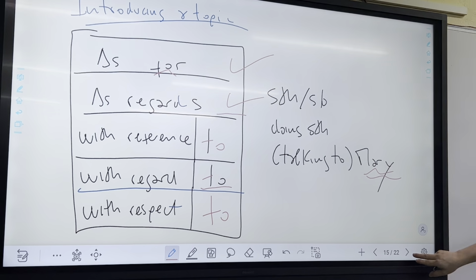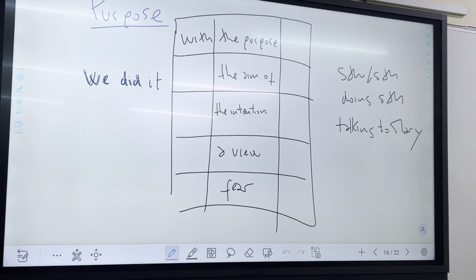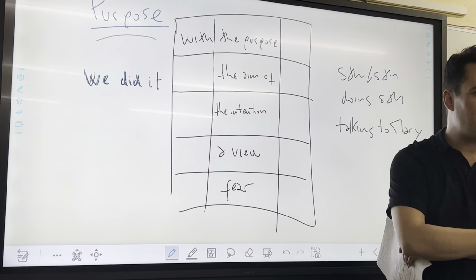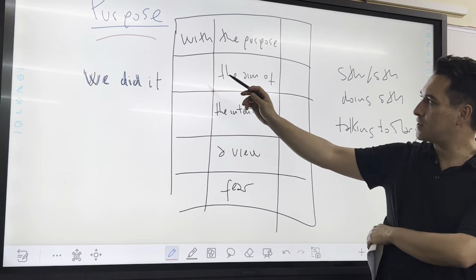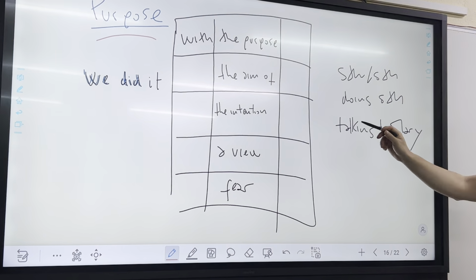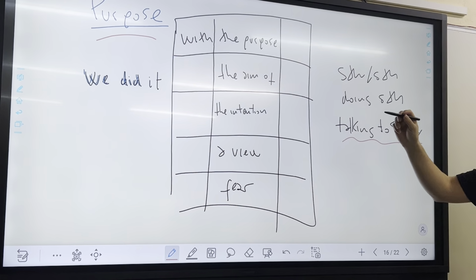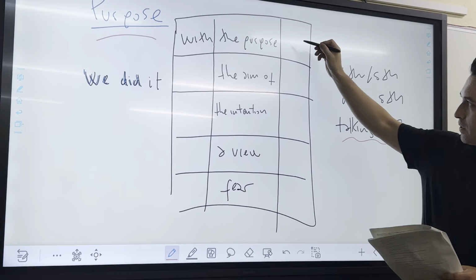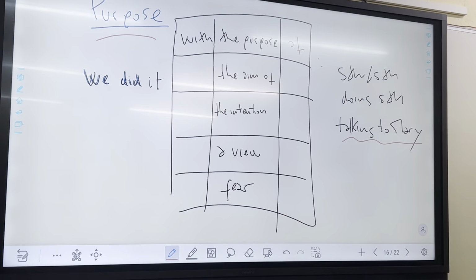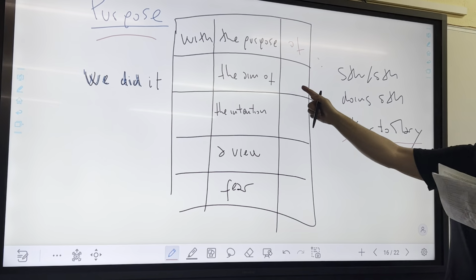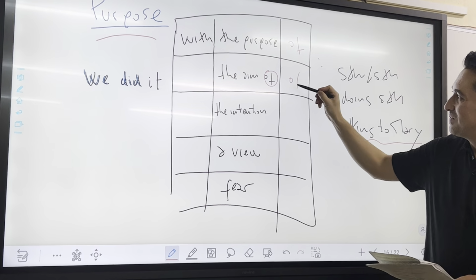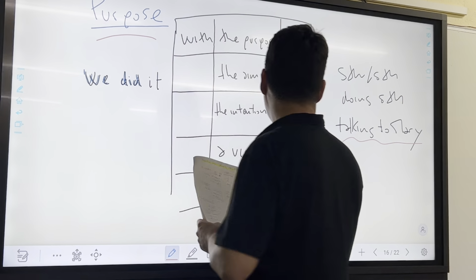English, please. Purpose: when you want to indicate purpose. Why did you do that? Well, we did it with the purpose of talking to Mary. With the purpose of, yeah, I agree. With the purpose of talking to Mary. We did it with the aim of talking to Mary.